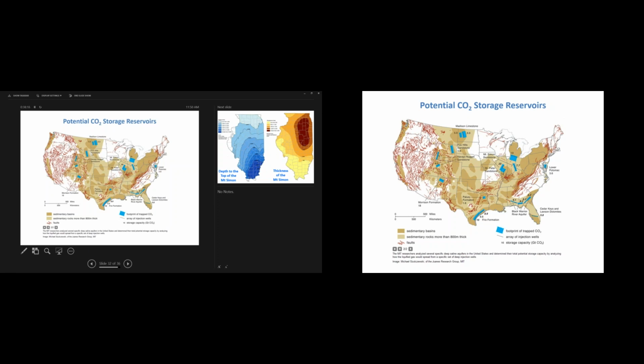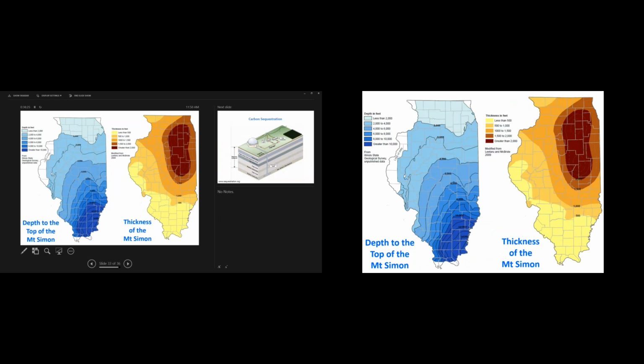So our experience with storing natural gas in these formations is very relevant to how we're able to store CO2. Again, this is the depth to the top of the Mount Simon. Up in Joliet here, we're less than 2,000 feet, and it gets shallower as you go up into Wisconsin, where it outcrops. We're at 14,000 feet in Southern Illinois. So yes, it's the same rock, but it's quite a bit different.